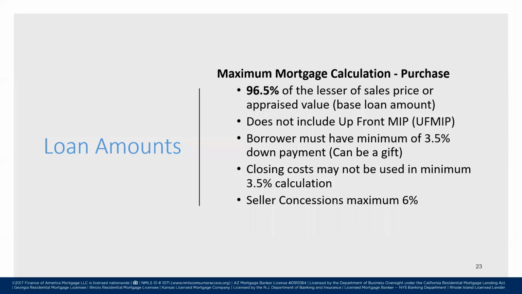Let's talk about your mortgage calculation. So we're looking at 96.5% of the lesser of the sales price or the appraised value. That's the base loan amount. This does not include your upfront mortgage insurance premium.